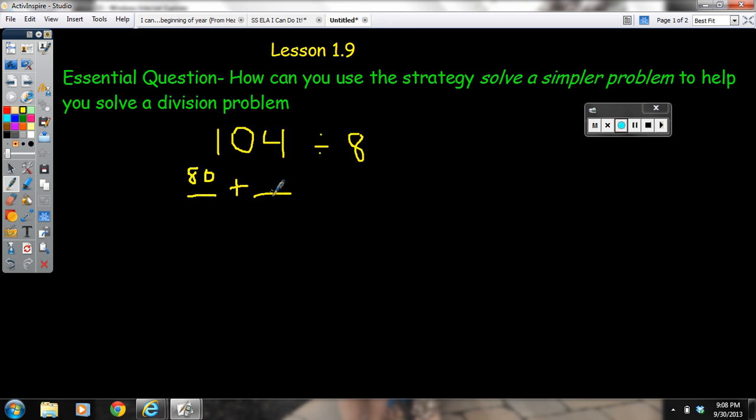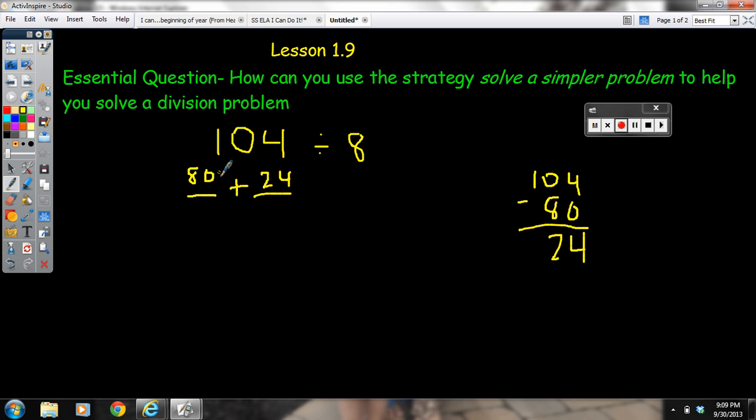After we figure that out, we need to figure out 80 plus what gets us 104. In order to do that, you need to find the difference between 104 and 80, and that's subtraction. If I find the difference between 104 and 80, the difference would be 24. So the 80 and the 24 get us 104.